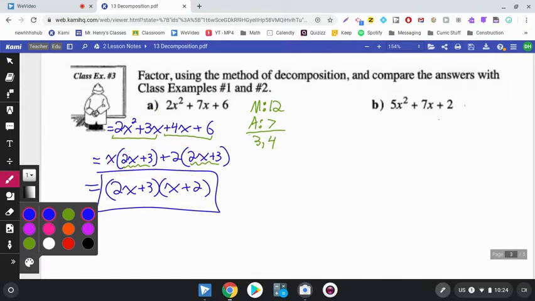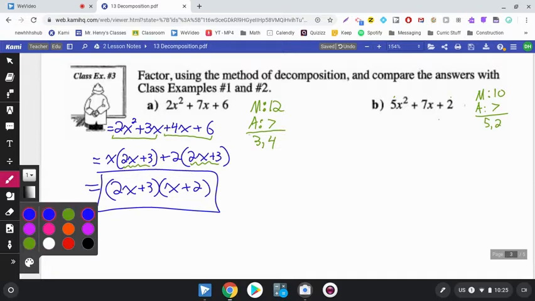Okay, let's do one more. 5x squared plus 7x plus 2. Well, find your magic combo. Multiply to 10. 5 and 2 multiplies to 10. I multiply to that product, add to the middle term, which is 7. Okay, well, what multiplies to 10 and adds to 7? 5 and 2. 5 times 2 is 10. 5 plus 2 is 7.